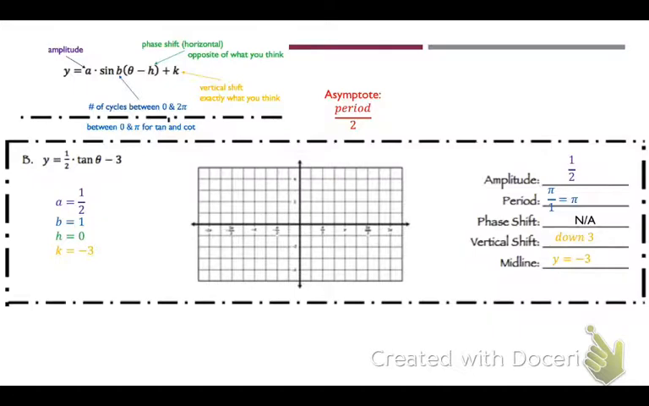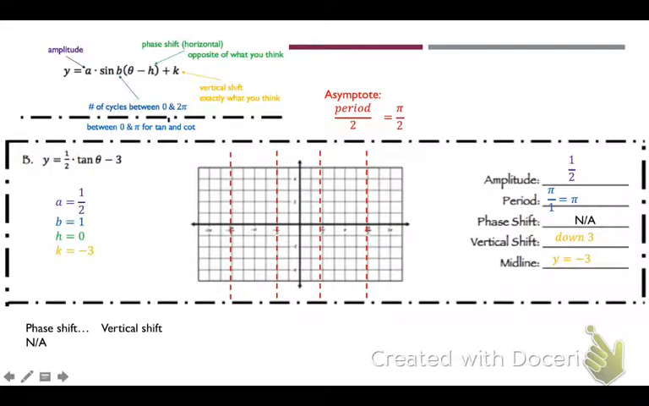So I have to find my asymptote since this is tangent. So the asymptote is the period divided by 2. The period is pi, so that's pi halves. We don't have a phase shift, so we don't have to worry about that. I'm just going to draw my asymptote at pi halves and at -pi halves. Now there's 4 units between there, so I'm going to go 4 units more to the right, draw an asymptote right there. 4 units more to the left, draw an asymptote right there.